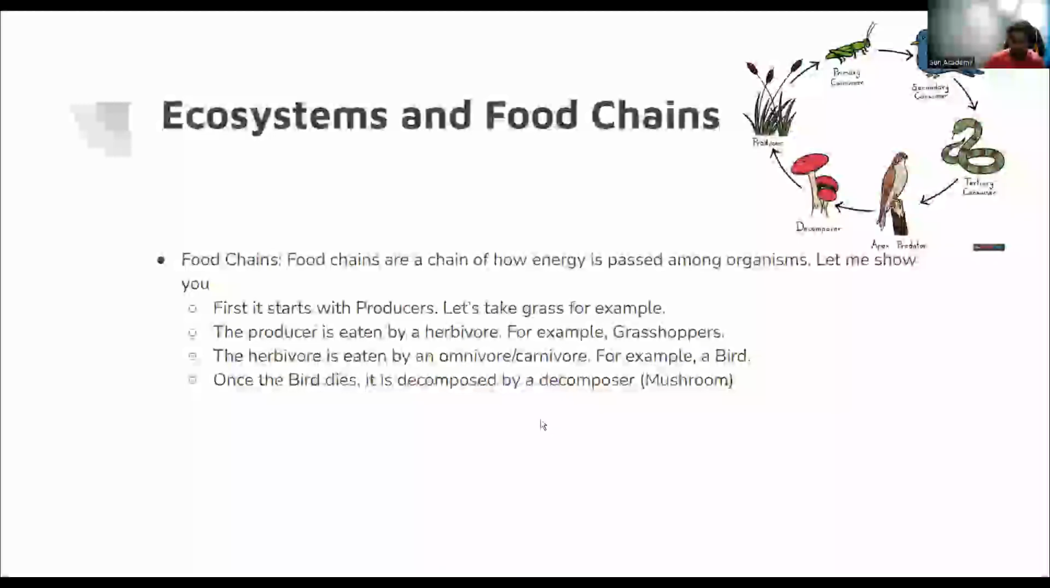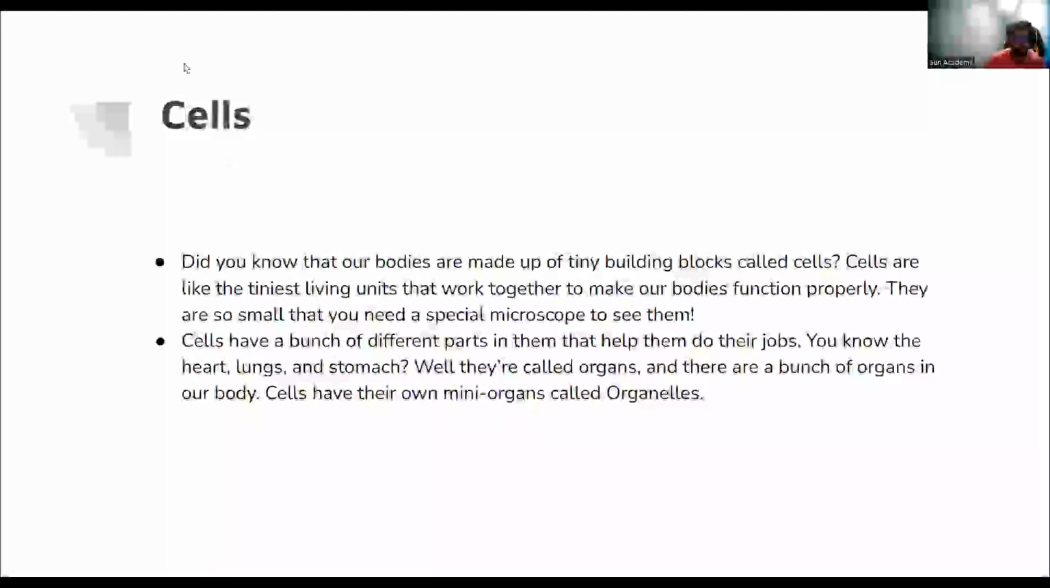So let's move on to cells. And cells is honestly my favorite part of biology. Your bodies are made up of tiny building blocks called cells. These cells are really small, and they're basically the tiniest living units in your body that work together to make your body function, right?